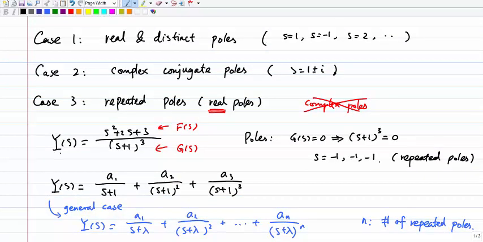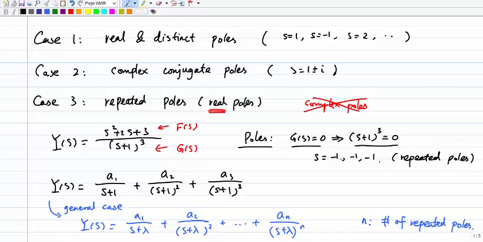For example, suppose I give you Y(s) given by (s squared plus 2s plus 3) divided by (s plus 1) cubed. You can view s squared plus 2s plus 3 as F(s), the numerator, and (s plus 1) cubed as the denominator G(s). To calculate the poles, we just set the denominator to be 0, and it is fairly easy to see that we have 3 poles, which are -1, -1, -1. They are repeated because they are the same. We have 3 repeated poles.